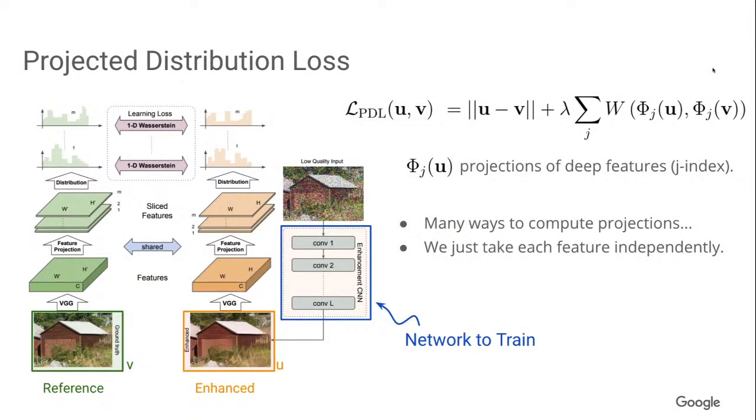We train deep image restoration models by minimizing a combination of a pixel loss and our distribution loss. The distribution loss is an average of the 1D Wasserstein distances between the independent distributions of deep features extracted from a pre-trained VGG network. Please check our paper for more details. Next, we present some results.